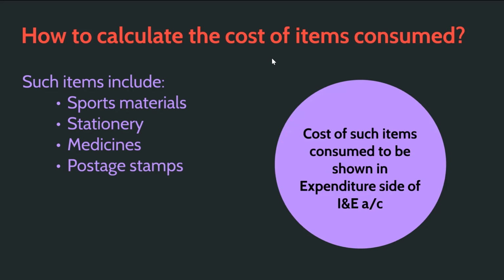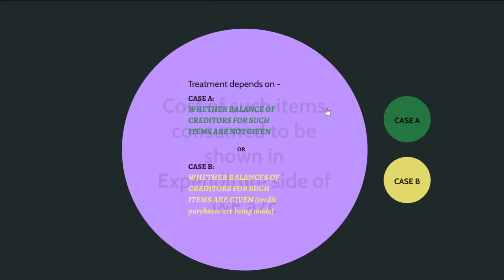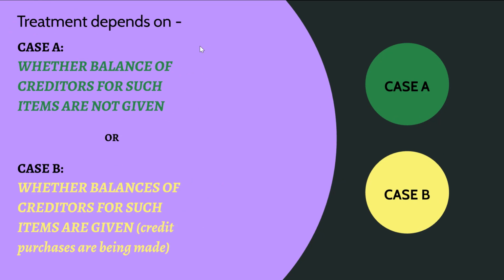Now in this video, we will learn how to calculate the cost of such items of, let's say, sports materials or stationery or medicines which have been consumed. The treatment will depend on whether the balance of creditors for such items are not given or whether the balances of creditors for such items are given.